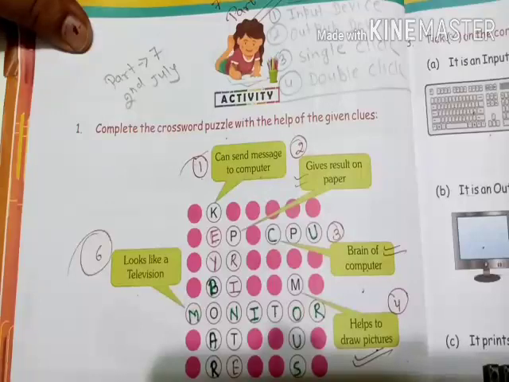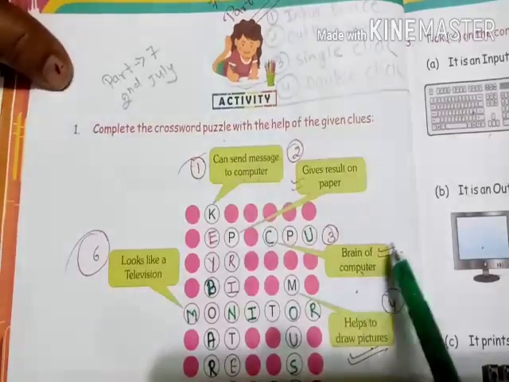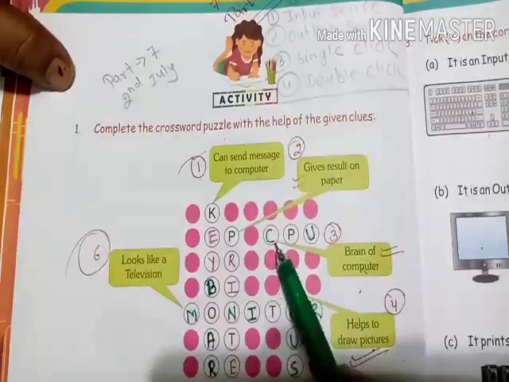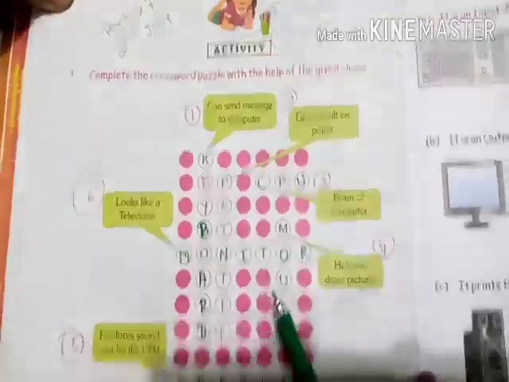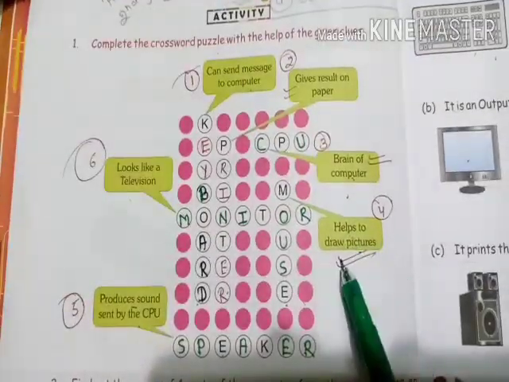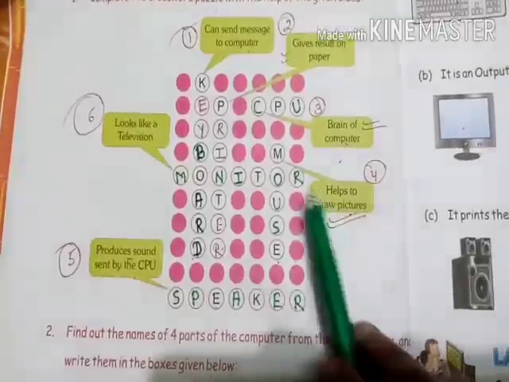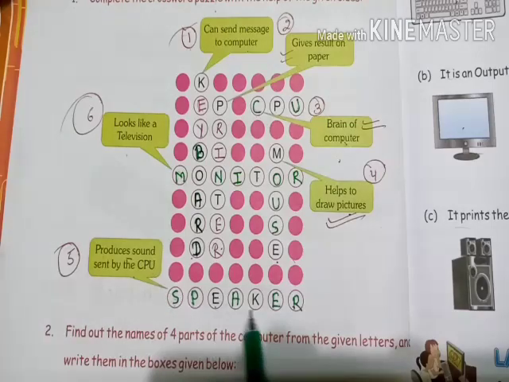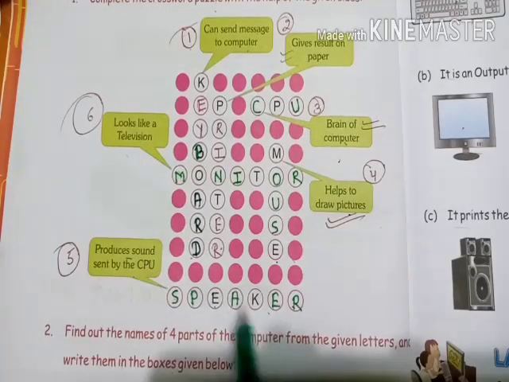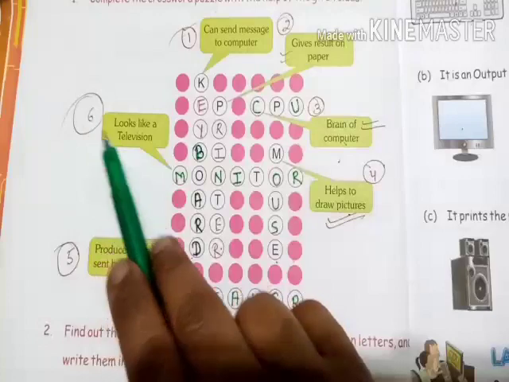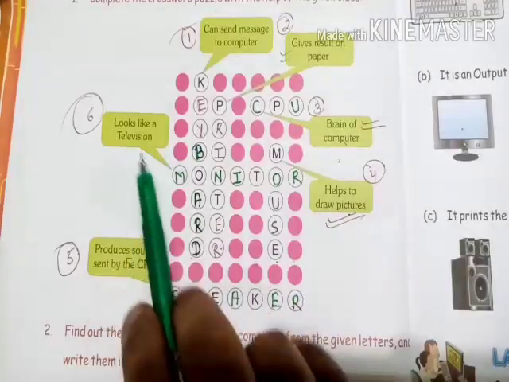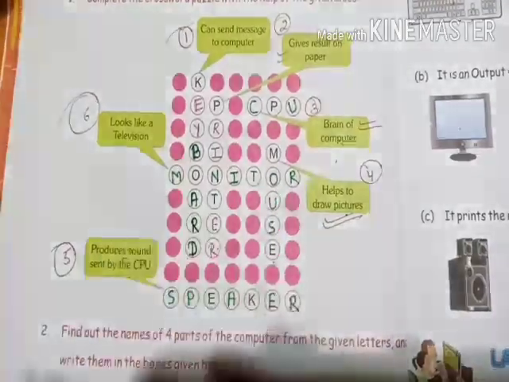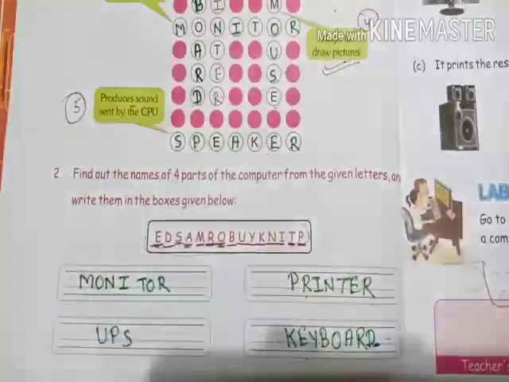Number 2, gives result on paper. It is printer. Number 3, brain of computer. Answer is CPU. Number 4, helps to draw picture. The answer is mouse. Number 5, produces sound sent by the CPU. Answer is speaker. Number 6, looks like a television. The answer is monitor. Now we are moving to the next question.